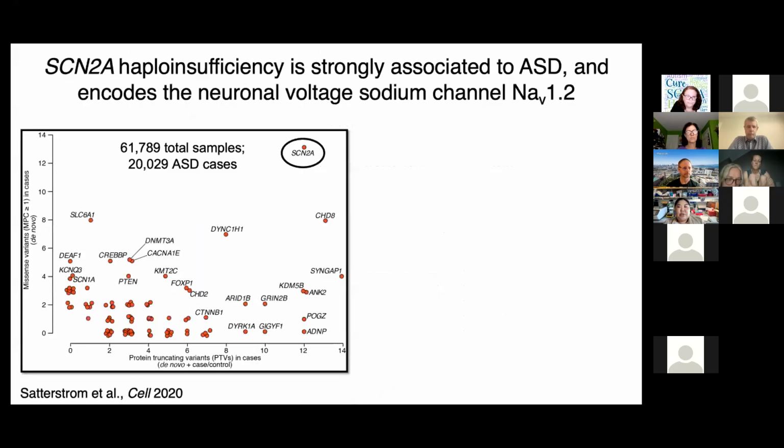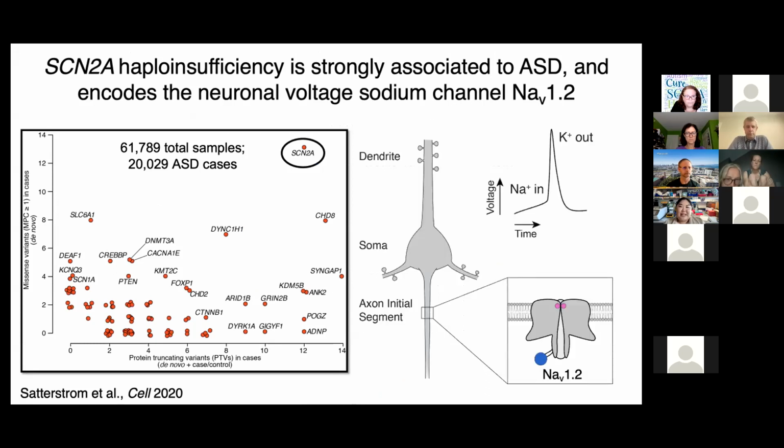We chose SCN2A because it's highly associated with ASD and it consistently comes up as a top hit out of all the candidate ASD risk genes. We also understand its function, which is extremely helpful when studying a complex behaviorally defined condition like ASD. SCN2A encodes the neuronal voltage-gated sodium channel NaV1.2.